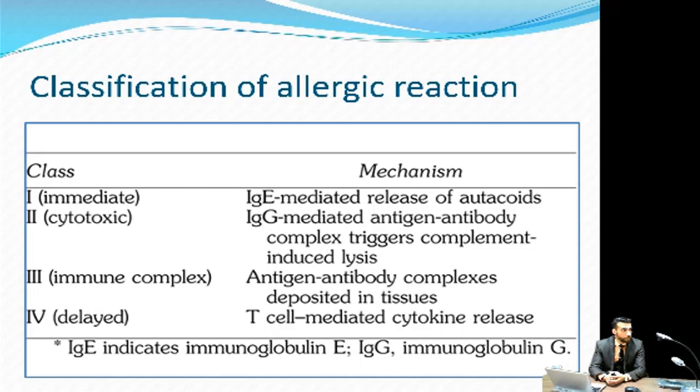Class 3 hypersensitivity reaction is called immune complex reaction. It involves antigen-antibody complex deposited in tissue. Class 4 is delayed hypersensitivity reaction, which involves cellular immunity, not humoral immunity, but involves the T lymphocytes and the release of cytokines such as interferon.